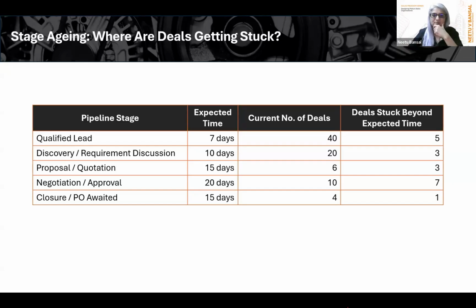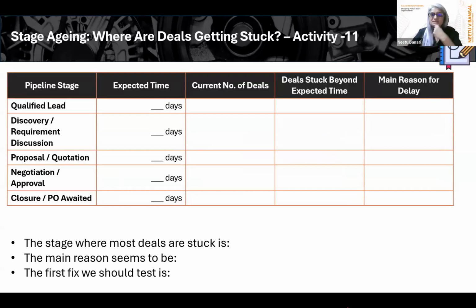Okay. Now let's look at the next one. This is the work that you are going to be doing. Put the expected time for the different stages and identify where your deals are getting most stuck and what the reason could be. Is it an internal delay or an external delay? An external delay could just be the customer taking time to respond.